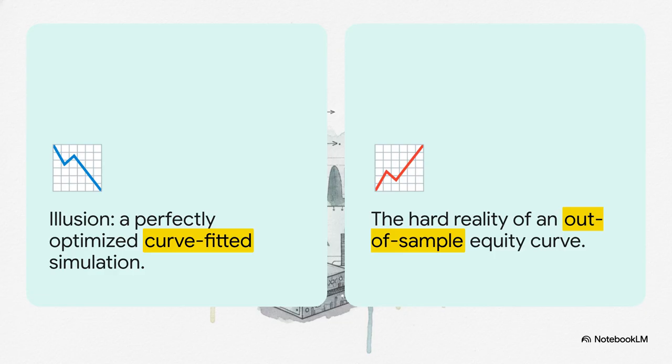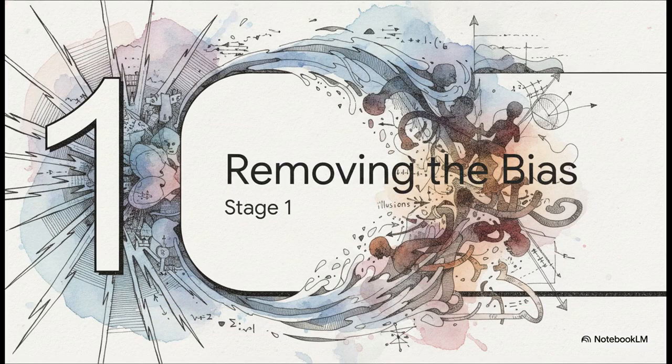Okay, let's dive into this a bit deeper. On one side, we have the illusion, a curve-fitted simulation. This is exactly what happens when you optimize an algorithm so perfectly to past data that it looks like this flawless, guaranteed staircase to wealth. But on the other side is the reality that Apex actually demands, the out-of-sample equity curve. This shows how the algorithm performs on data it has literally never seen before. We're contrasting the mirage of a lucky backtest against the hard, undeniable reality of true, out-of-sample skill. Which brings us to stage 1, removing the bias.